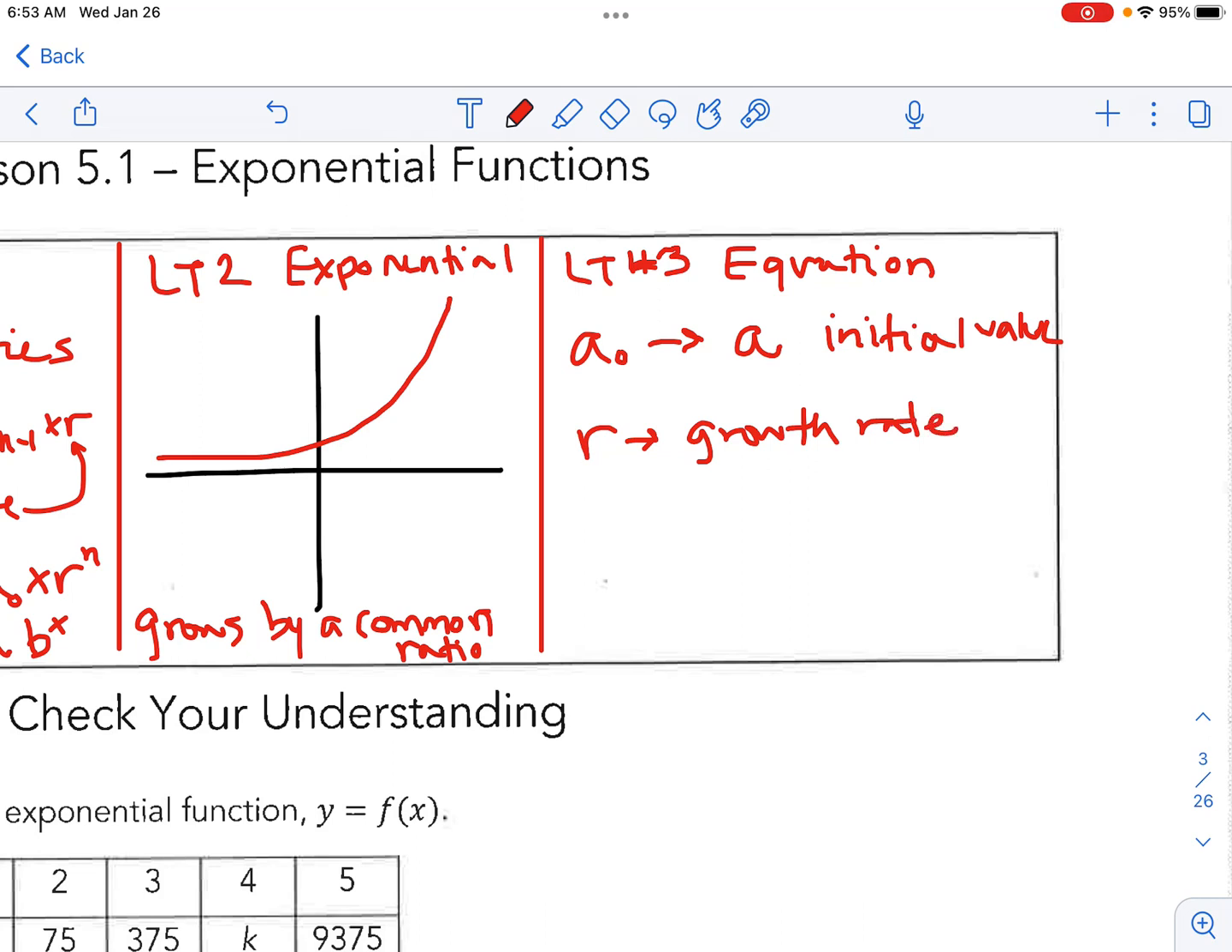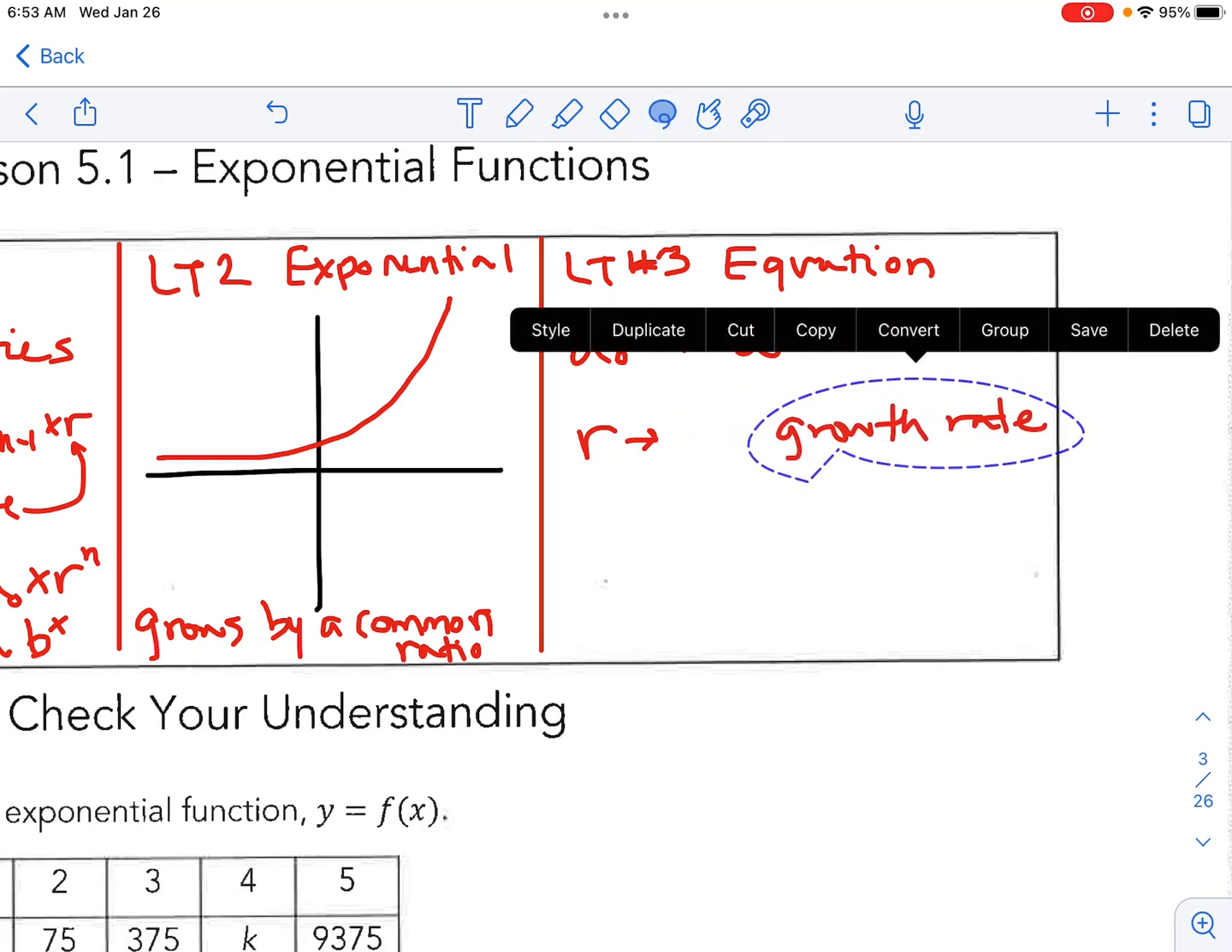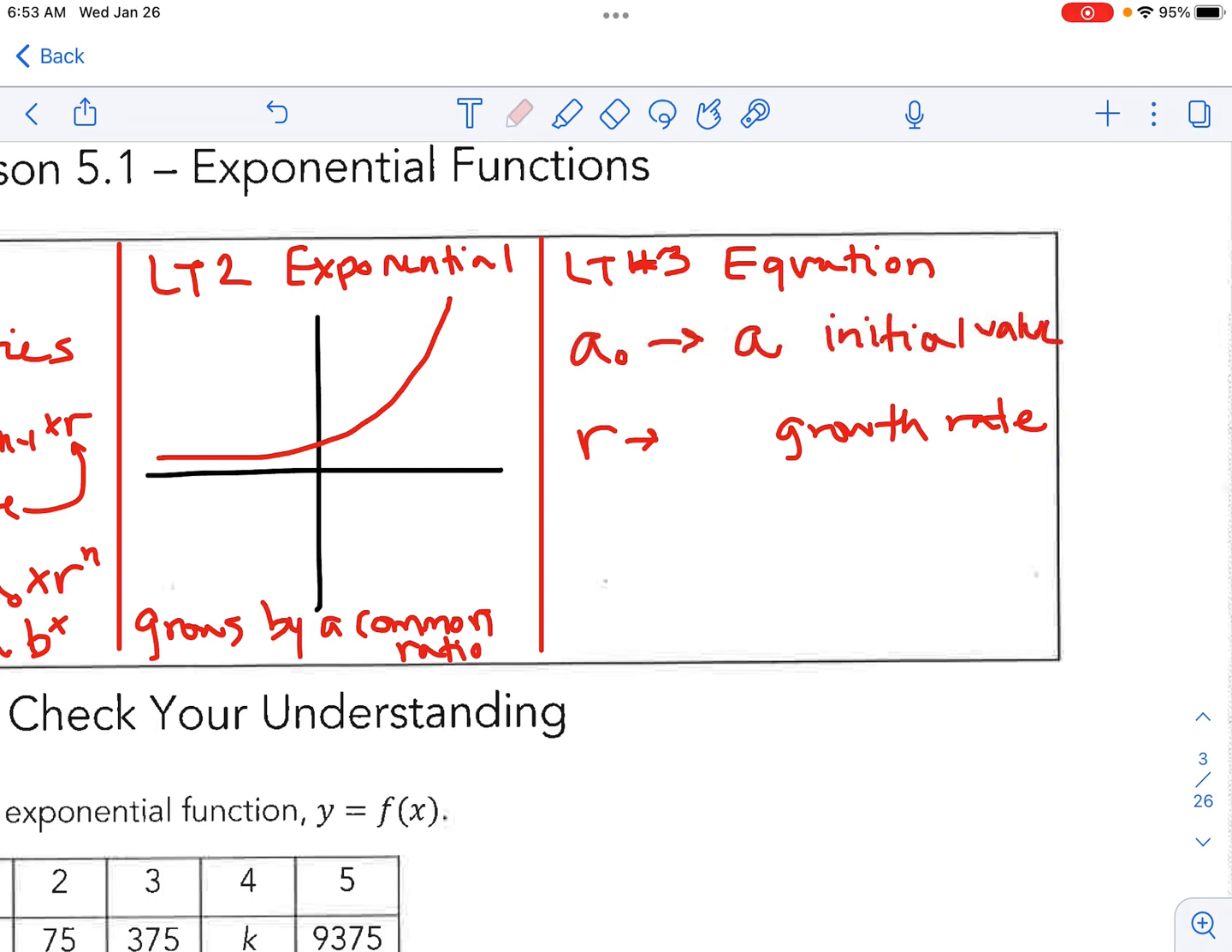And in the equation, that growth rate is expressed as b. So we have this equation that looks like a times b to the x. And so this is the initial, and this is the growth rate.